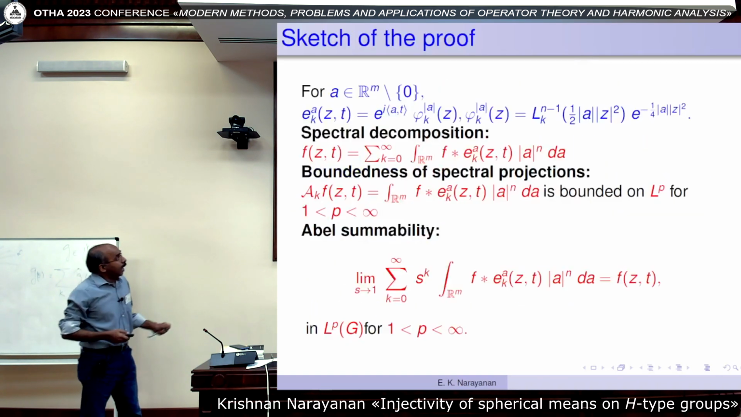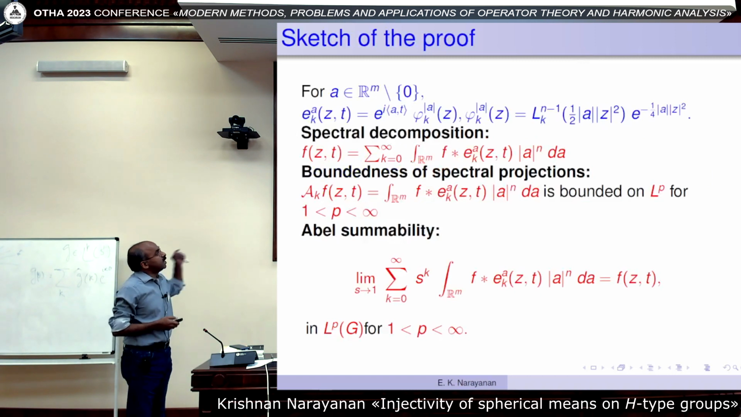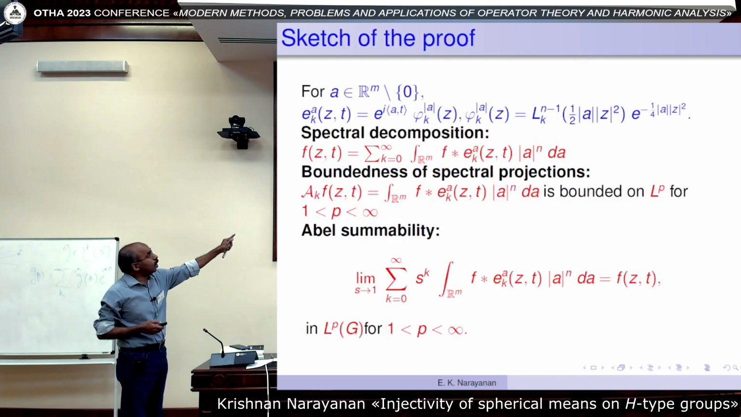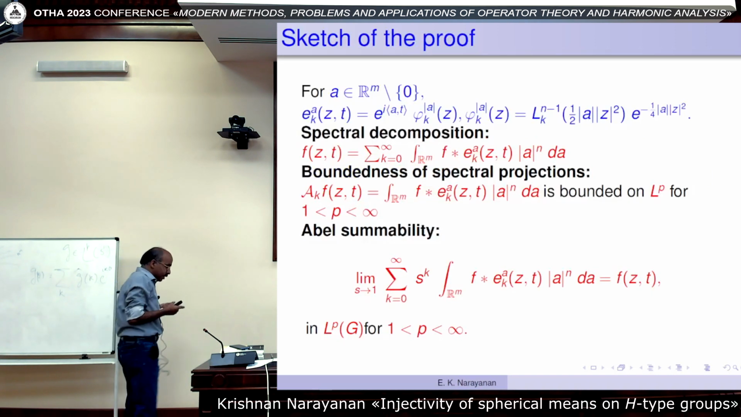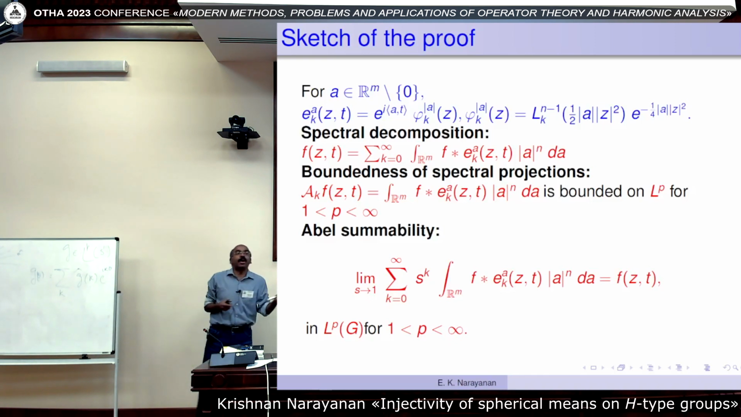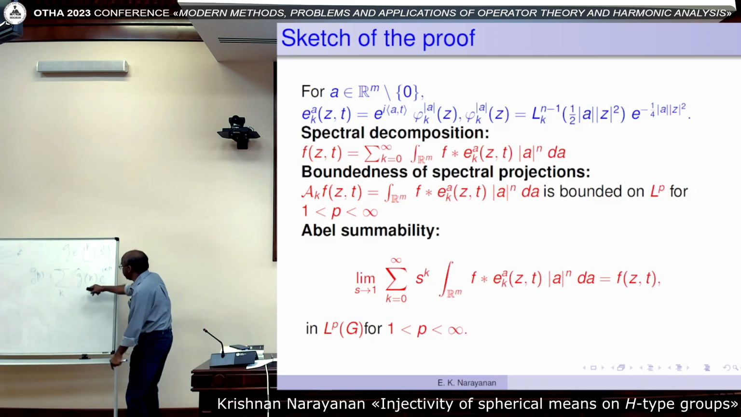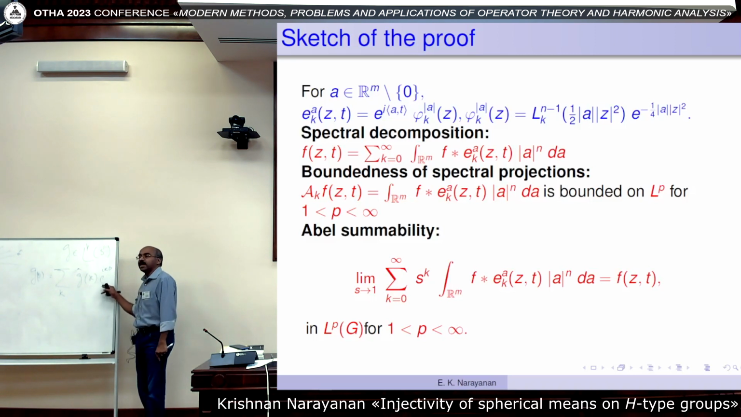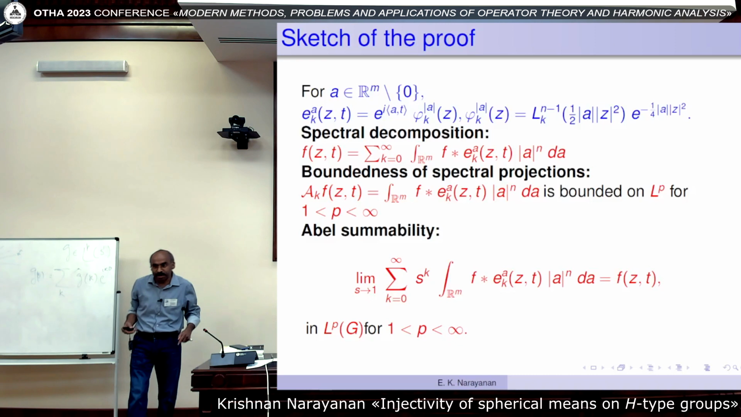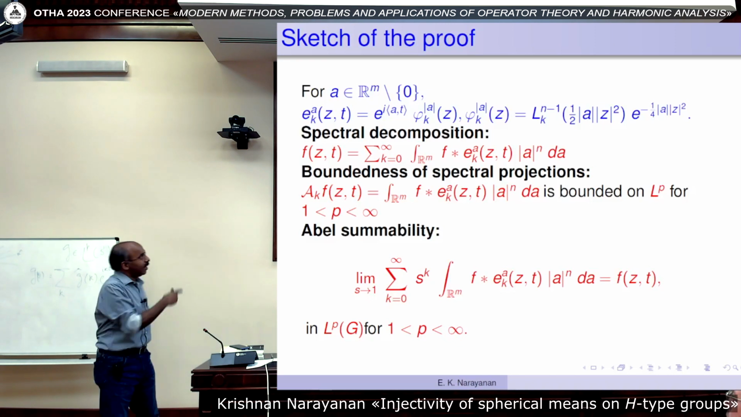Now the spectral projection: you project to the kth piece, and you will get that integral over Rm of f convolved with those radial eigenfunctions. So that is one result we have to prove, that it is bounded on LP. Here the spectral projection is trivial, right? It is just g hat k times e to the i k theta. That's a bounded operator on LP. That is easy. But here one has to prove it.